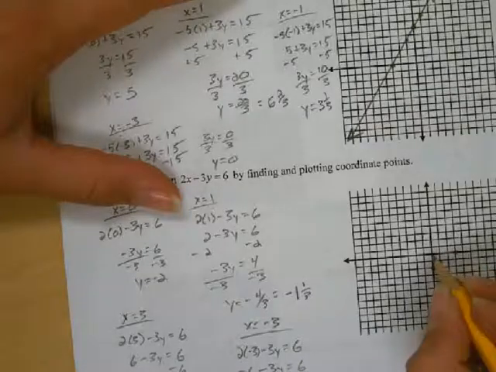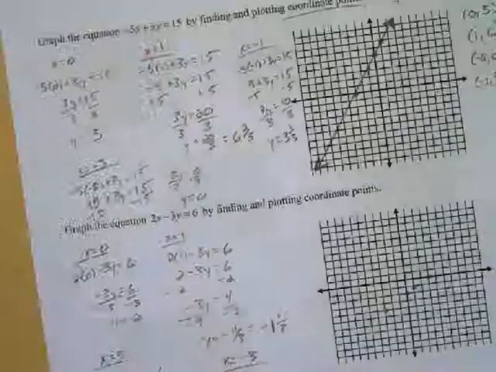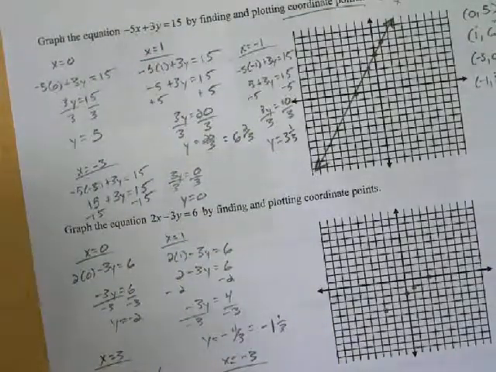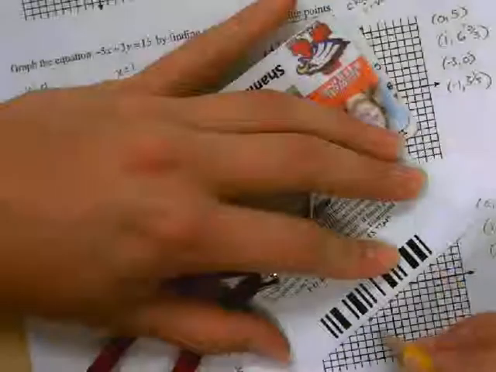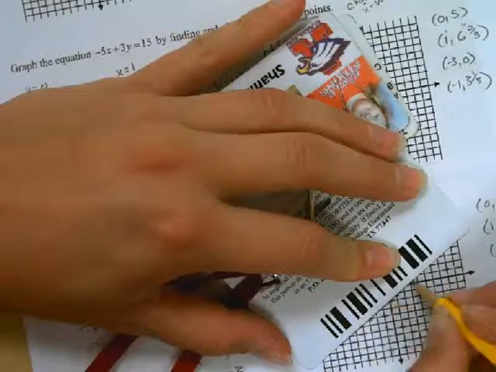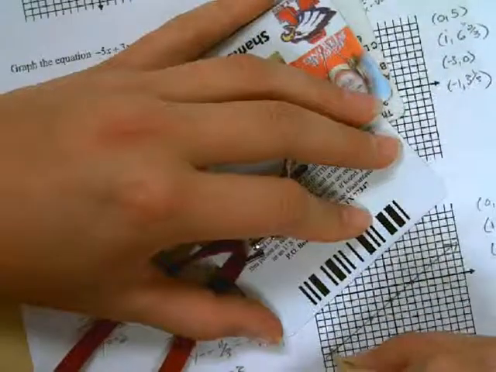x is negative 3, y is negative 4 is right here. And what do you know? Those things all line up very pretty. I'm going to draw my little line using my ID because it's the easiest way, because I already have a straight edge right there. Why not use it? Okay? And then I drew my line.